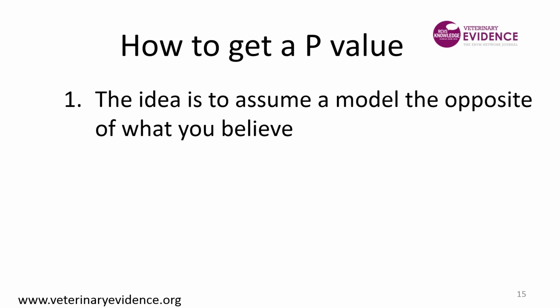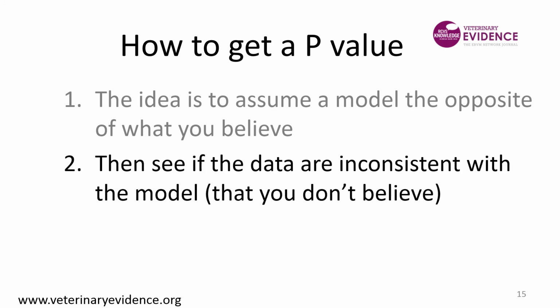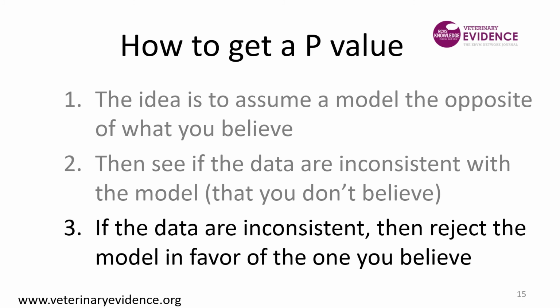So the idea is to assume a model that is the opposite of what you believe. In the TPLO case, she thinks the two population means are different, so she would assume the opposite, that they're the same. Then we check to see if the data are inconsistent with the model that we don't believe. So are the data consistent or inconsistent with the model we don't believe? And then, if the data are inconsistent, we reject the model in favor of the one we do believe.